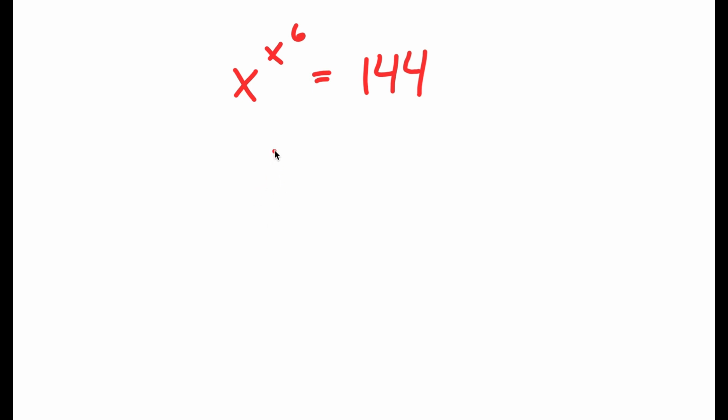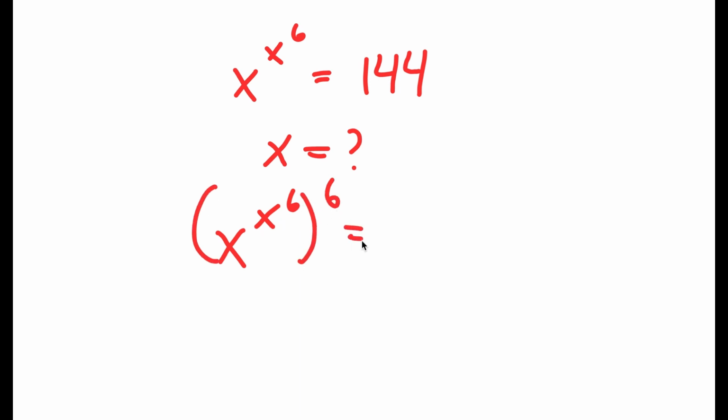Alright, so in this problem, I have x to the power of x to the power of 6 is equal to 144. So to solve this, I obviously want to find the value of x. So I'm going to take the power of 6 on both sides. So I have x to the power of 6, x to the power of 6 to the power of 6 is equal to 144 to the power of 6.